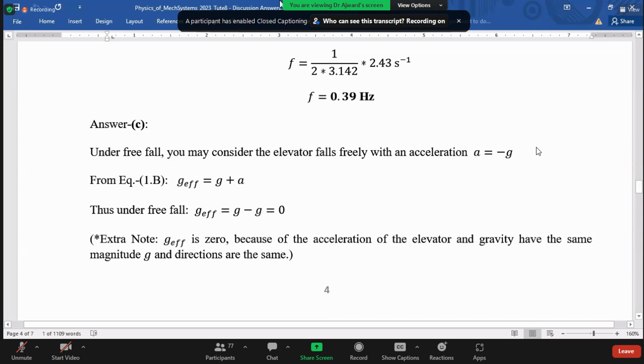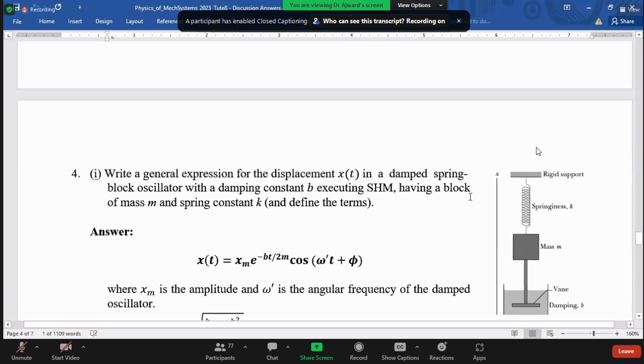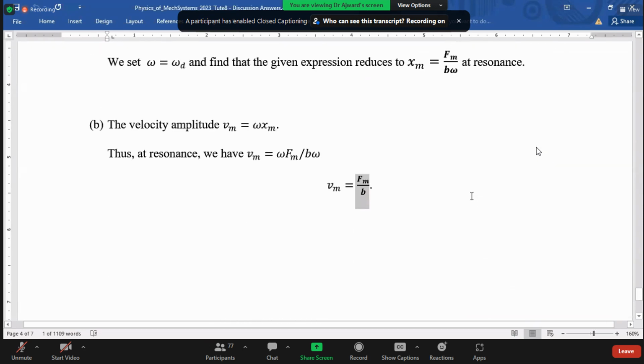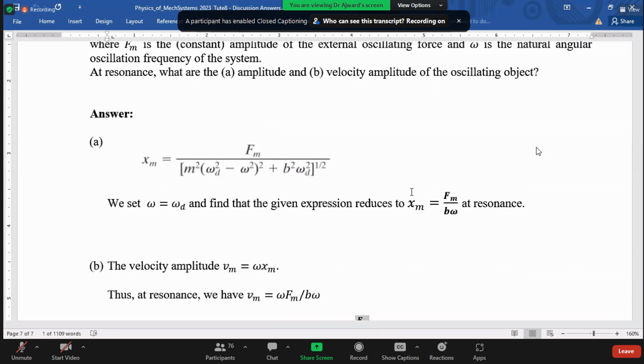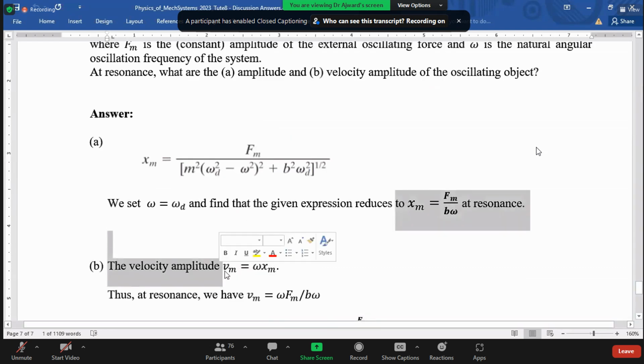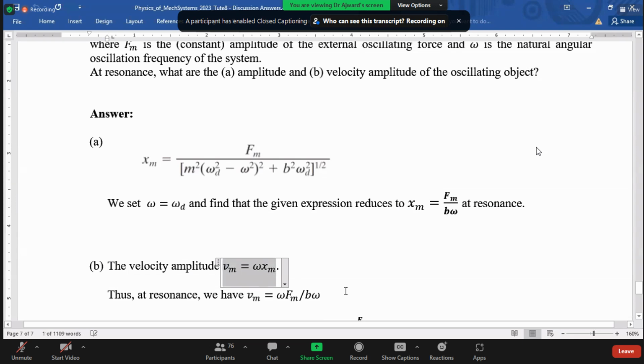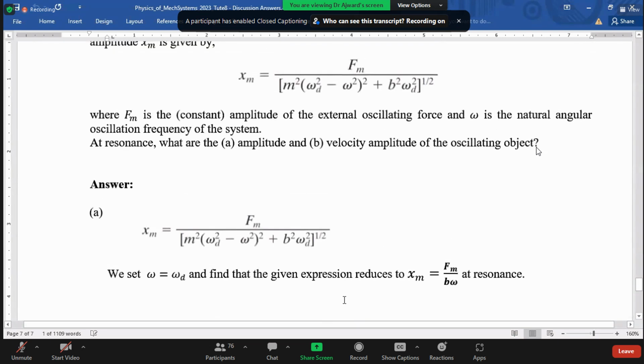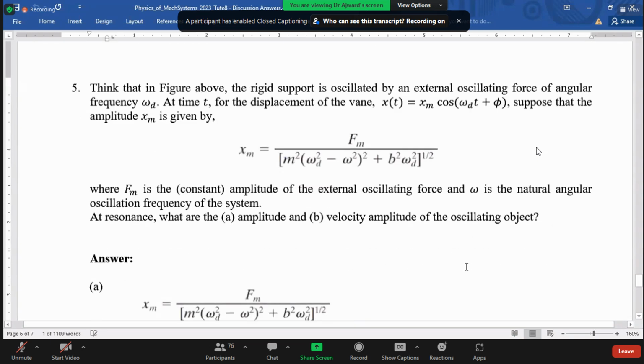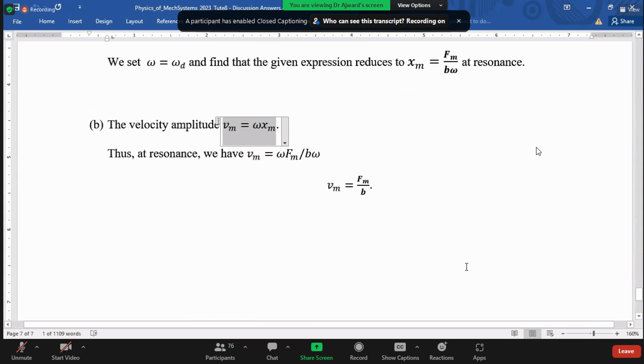Yeah, this is also related to what one student asked: how come velocity equals this? I think here you are asking about this, right? So this is a standard equation. You can look it up. Same equation. Yeah, you can prove it also if you like. You just take the derivative of this, and here is the standard equation for the velocity.